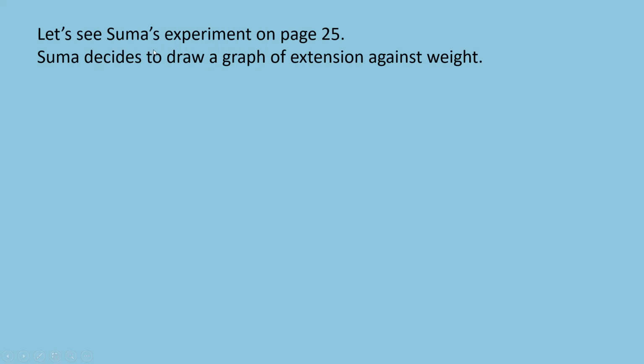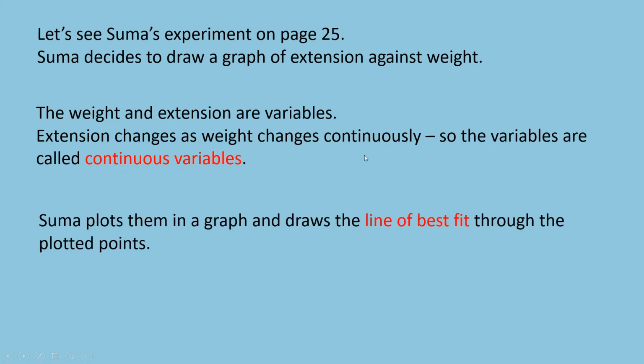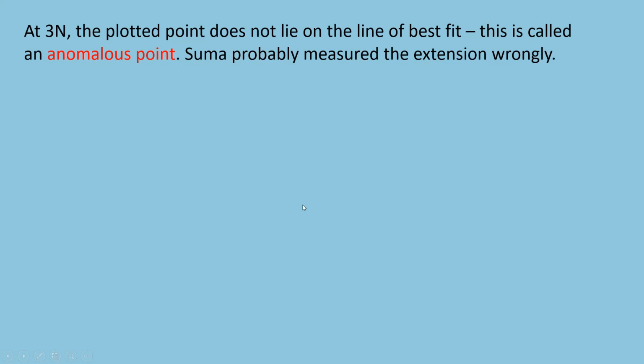Okay, let's see Suma's experiment on page 25. Suma decided to draw a graph of extension against weight. The weight and extension are variables. Extension changes as weight changes continuously. So both of them are variables, called continuous variables. Suma plots them in a graph and draws the line of best fit through the plotted points.